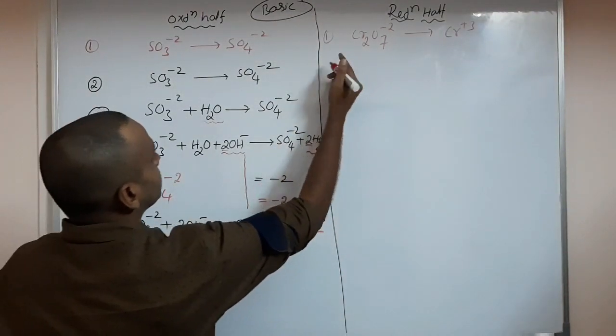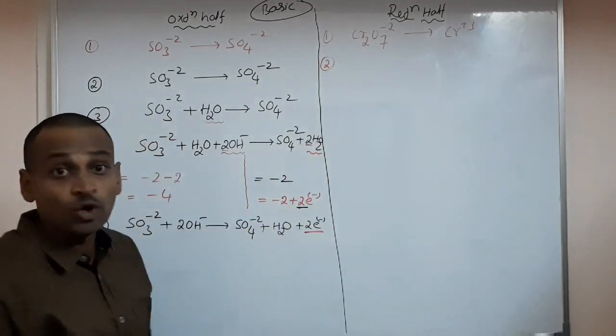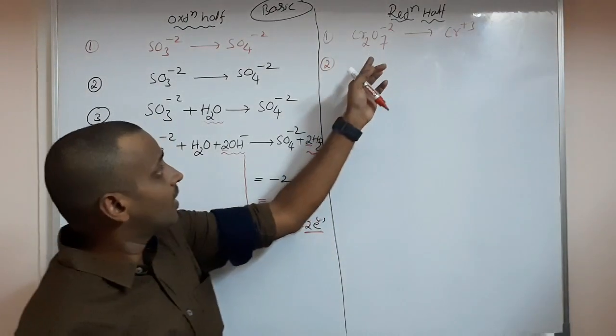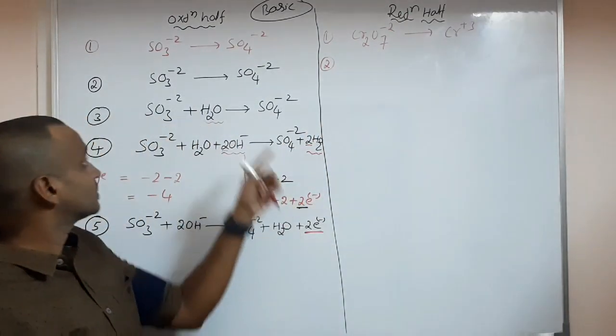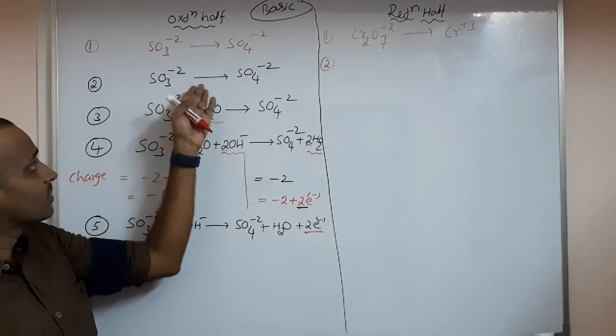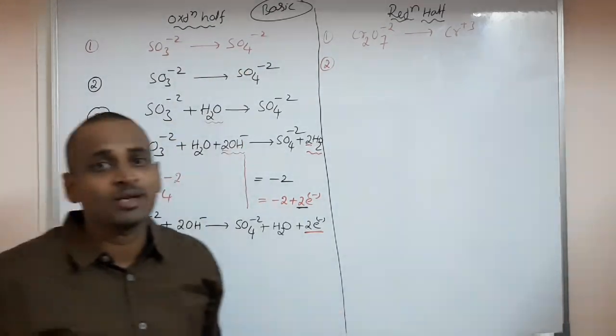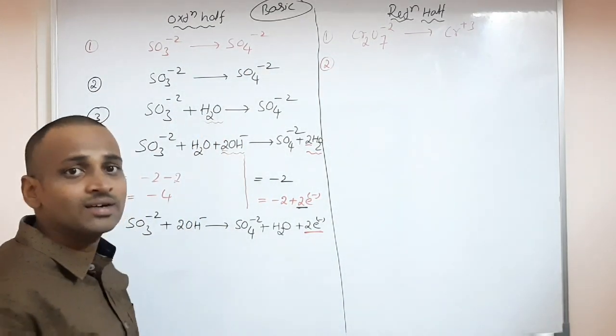So come to this second step. What we will do is, except oxygen and hydrogen, the remaining atoms you have to balance. In the previous one we don't have that headache because both sides you have the same number of sulfur atoms. But here not.